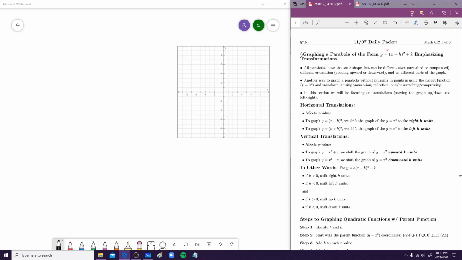So horizontal translations are going to affect your x values, because as you can see, horizontal is going across, and across is your x. And then vertical translations affect your y's, because vertical is your y-axis. So about the horizontal translations, like what I said yesterday, when you have x minus h quantity squared, that's graphing the parabola.